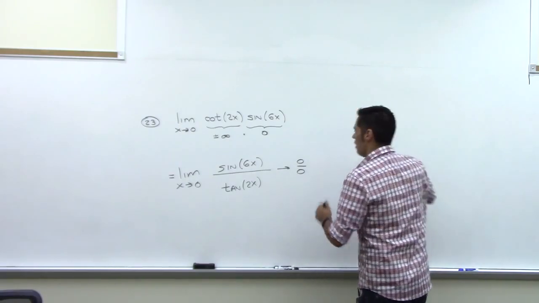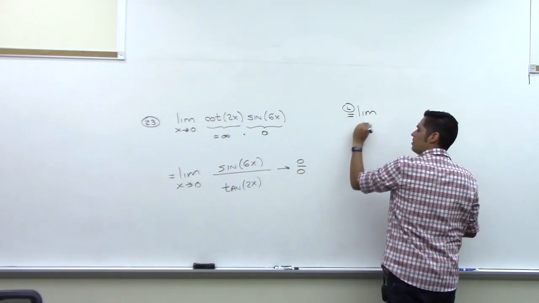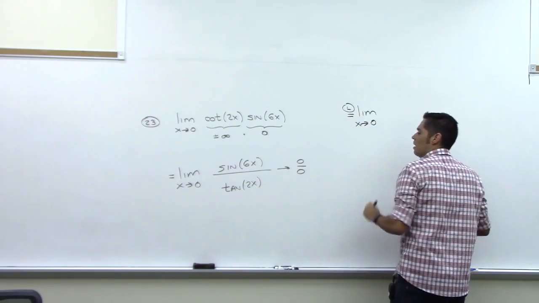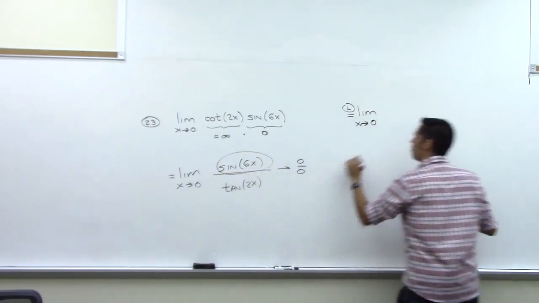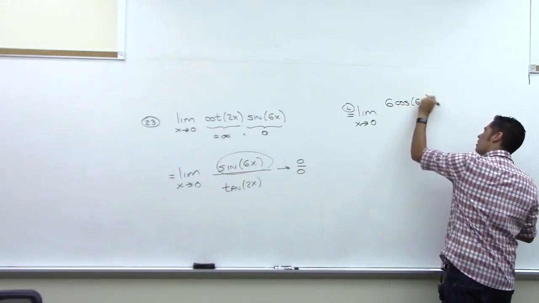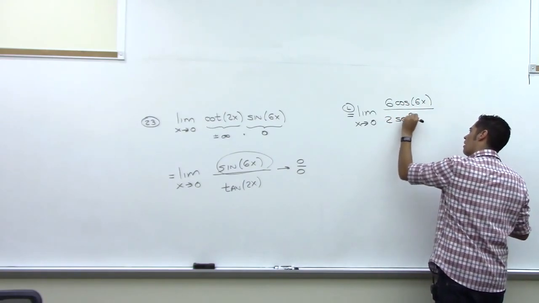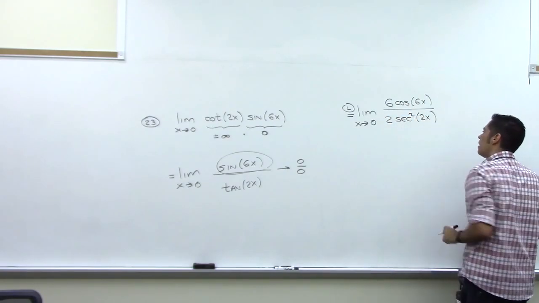So when I use L'Hopital here, we say this is equal to the limit as x goes to 0. I'm going to take the derivative of the top, which is 6 cosine 6x, and the derivative of the bottom, which is 2 secant squared 2x. I hope you follow me there.